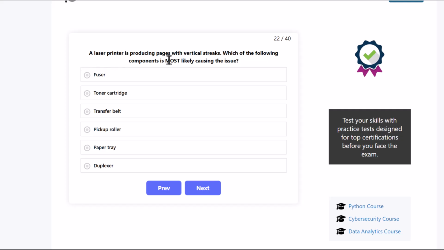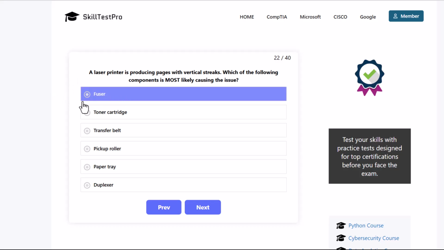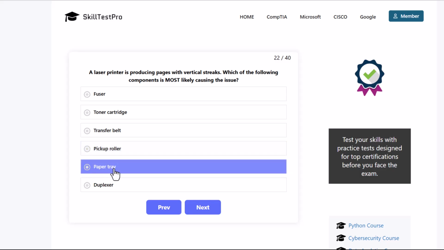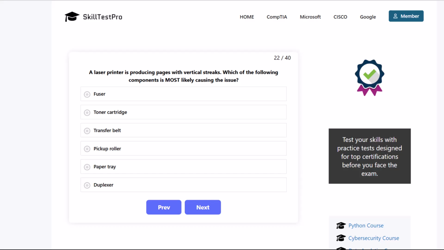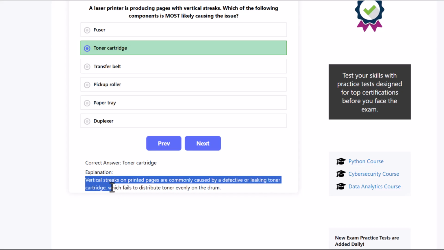A laser printer is producing pages with vertical streaks. Which of the following components is most likely causing the issue? So you also need to know for your CompTIA A+ Core 1 exam all about laser printers. Here are the options: fuser, toner cartridge, transfer belt, pickup roller, paper tray, or duplexer. So which one would be the correct answer here? If we are talking about vertical streaks, that is most likely the toner cartridge. Yes, vertical streaks on printed pages are commonly caused by a defective or leaking toner cartridge, which fails to distribute toner evenly on the drum.